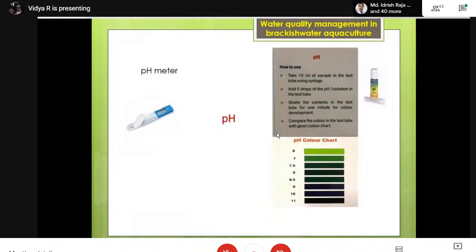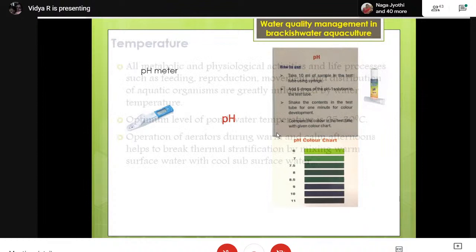The pH can be checked with a pH meter, and a titration method is also available. We can check the pH with these two methods.